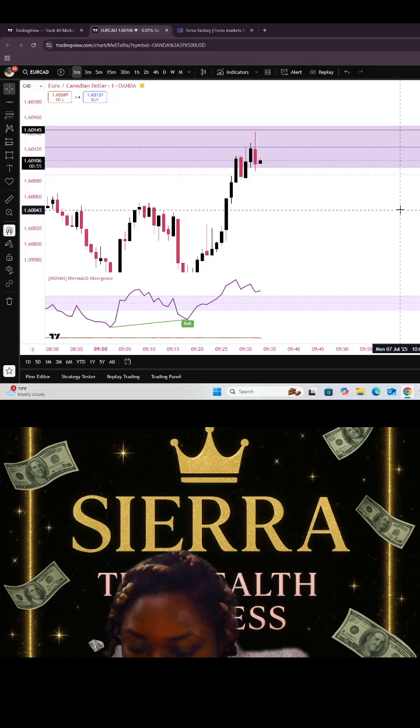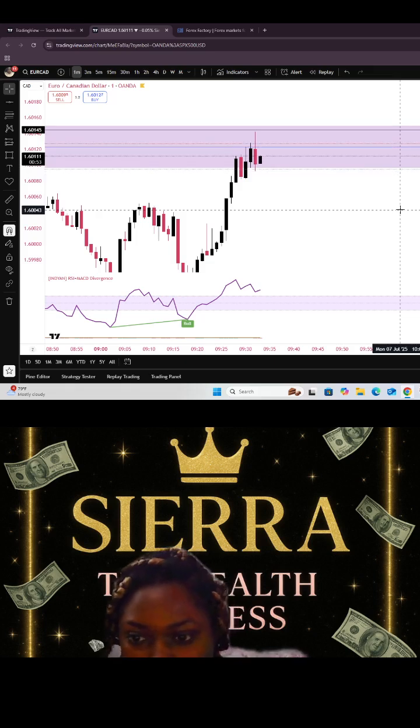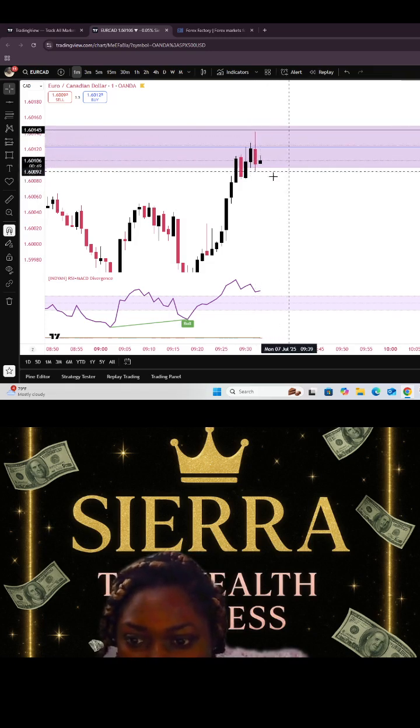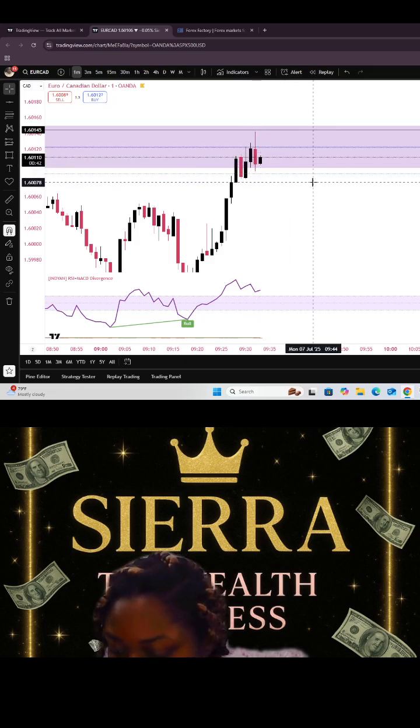All right, so this is a bearish engulfing candle now. This one right here, it ran the high and it ran the low, and this is a sell signal. So I am going to sell EuroCAD now.